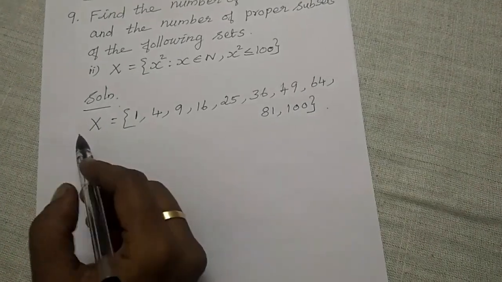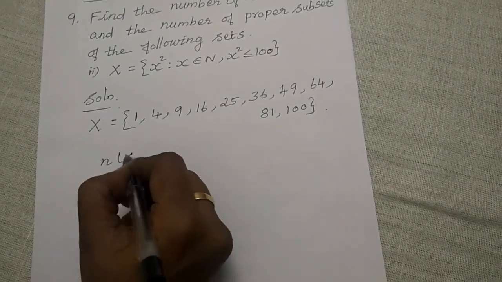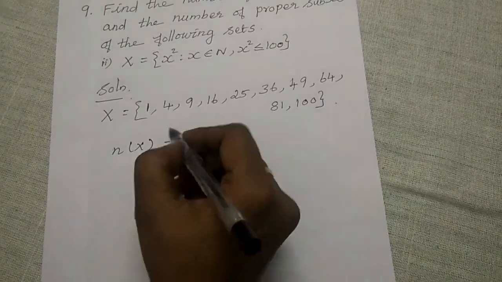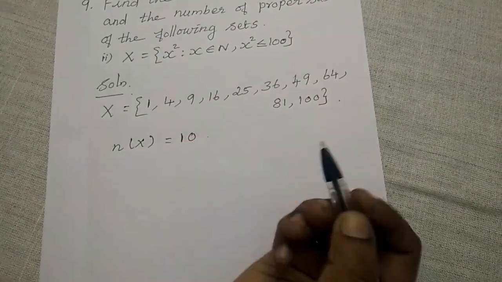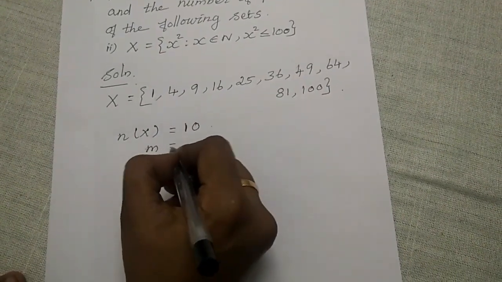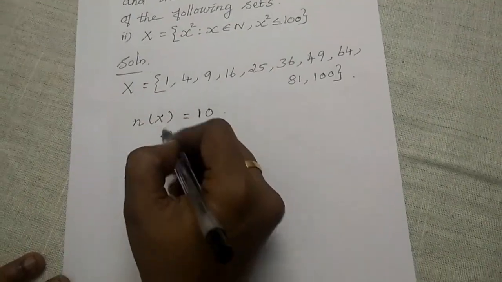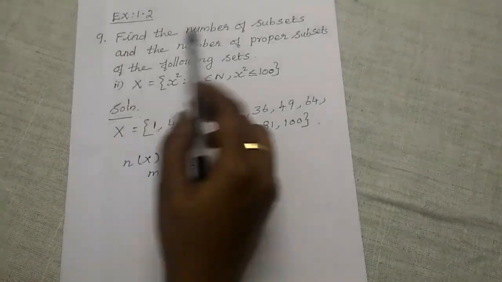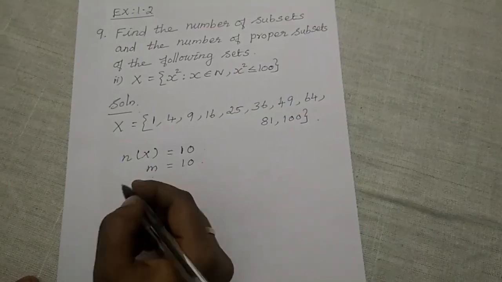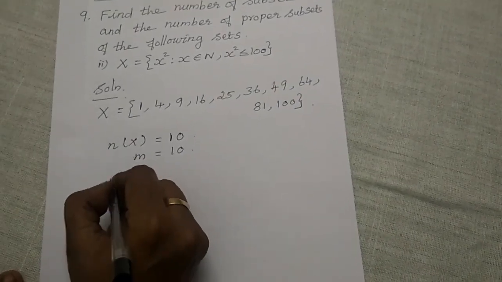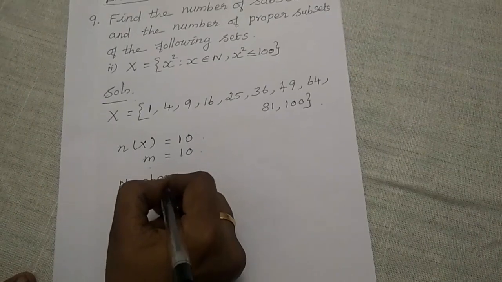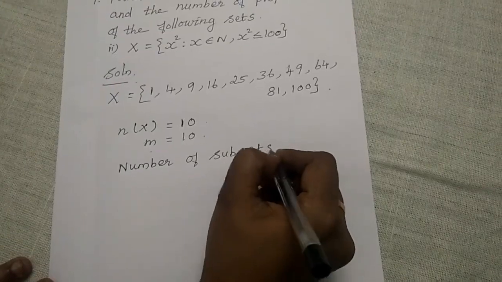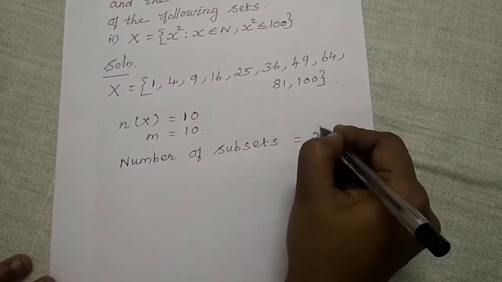Have you understood? Here n of X is equal to 1, 2, 3, 4, 5, 6, 7, 8, 9, 10. 10 elements. Okay. Therefore, m equal to 10. n of X equal to m. Isn't it? Therefore, m is equal to 10. Our question is, find the number of subsets. First, we have to find the number of subsets. What's the formula? 2 power m, isn't it?